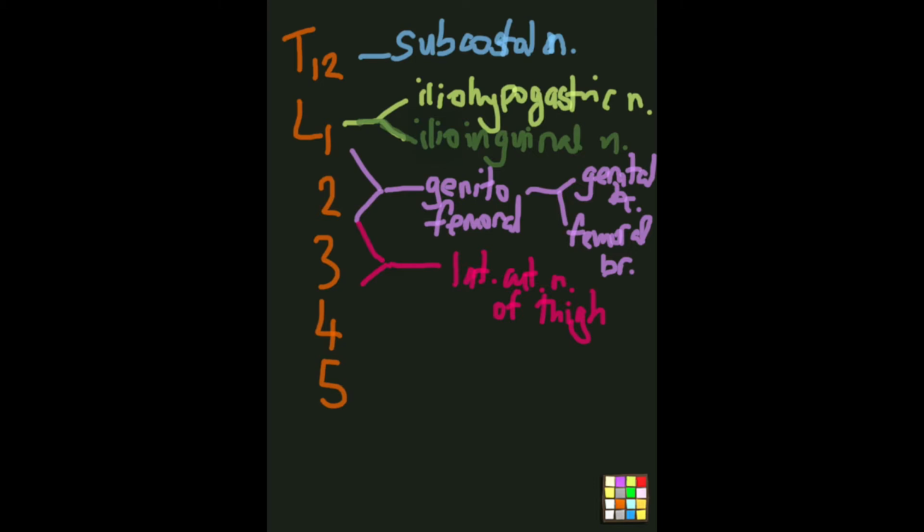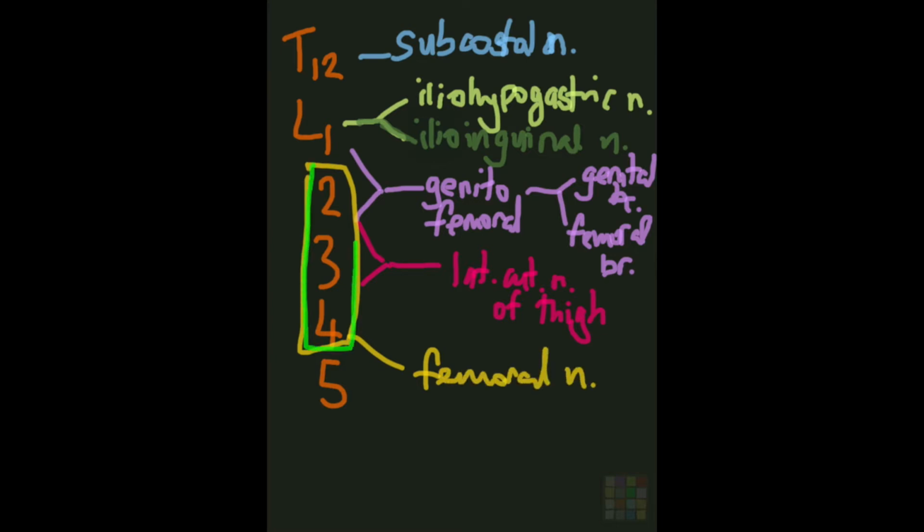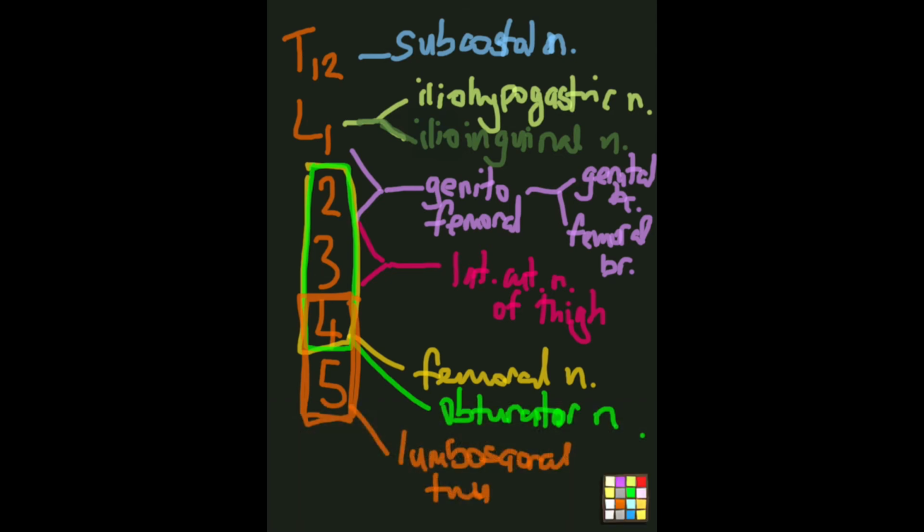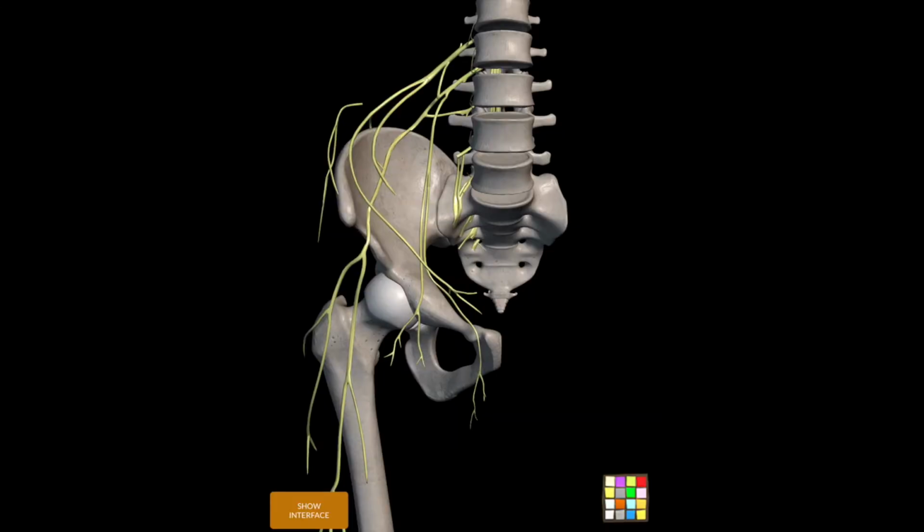The motor nerves were derived from L2, 3 and 4, the femoral nerve and the obturator nerve, and L4 and 5 combined to form the lumbosacral trunk, which is the contribution from the lumbar plexus to the sacral plexus, so not a cutaneous nerve. So returning to our image, this is the T12 or subcostal nerve.